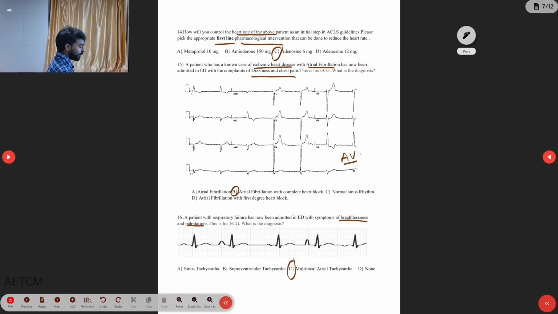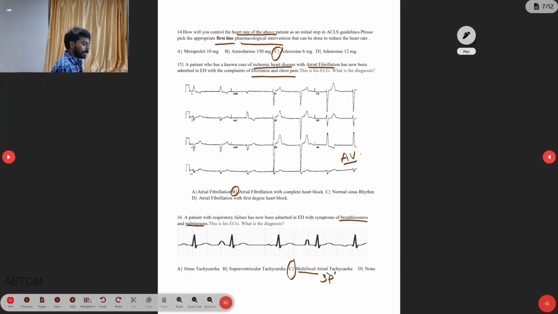So why is it multifocal atrial tachycardia? If you have multifocal atrial tachycardia in your ECG paper, you should have more than 3 morphologies of P waves, that is 3 different morphologies of P waves need to be there in that ECG. That's why we call it multifocal atrial tachycardia.